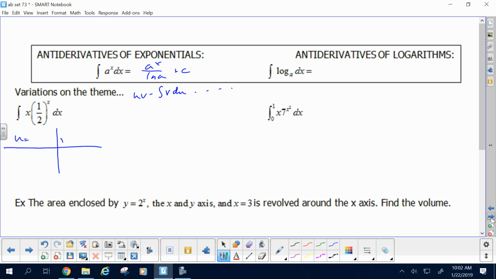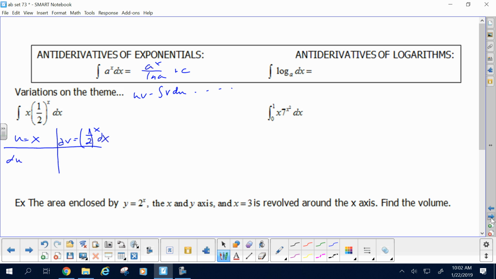What shall we make our u? X. And our dv? 1/2 to the x dx. I'll say this also. This is from a guy that was kind of a cut-corners kind of student, you know. I had a professor that if you didn't have parentheses around the exponential, he would absolutely nail you because truthfully, it's not the same if you don't have parentheses around it. So he was right in doing it.